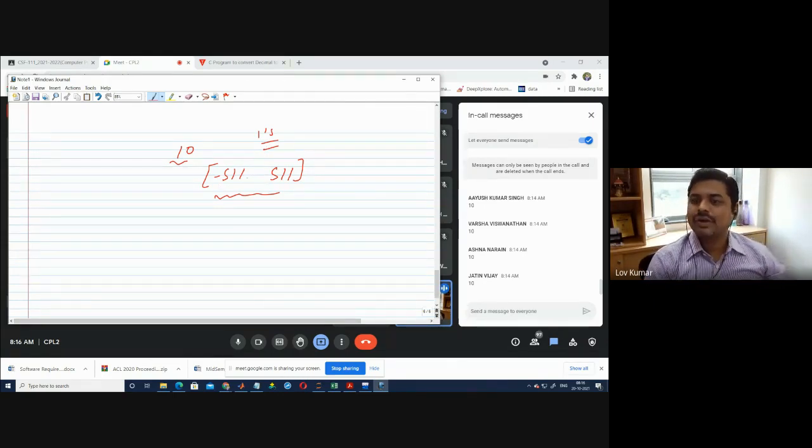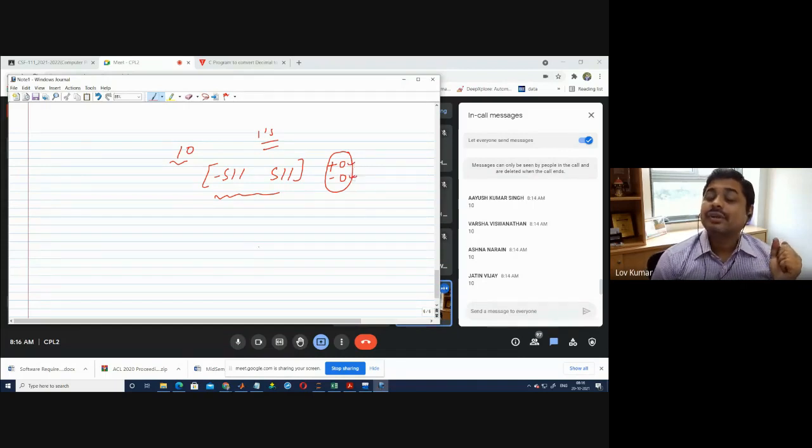Clear? Minus 511 plus 511. But again, the problem is the same. We are getting two different representations of 0: one for positive 0 and a second one for negative 0.